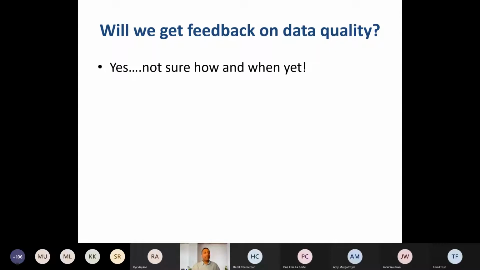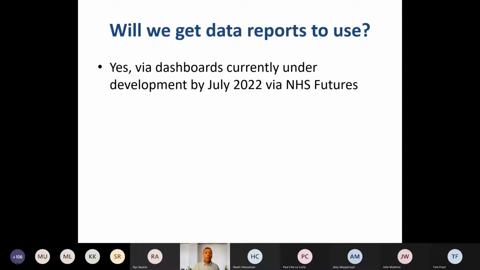Next slide, please. Will you get data reports to you? You might think, well, hold on, I'm submitting all this data, but what good is that to me? How can I use that data? Well, we're setting up dashboards. They're currently in development. We're hoping that by around July of this year, you'll be able to view your data from your area on the NHS Futures platform, and then hopefully use that data for your own quality improvement and your own intelligence as to how your service is doing. And you may use that in conjunction with the other data that you're collecting.